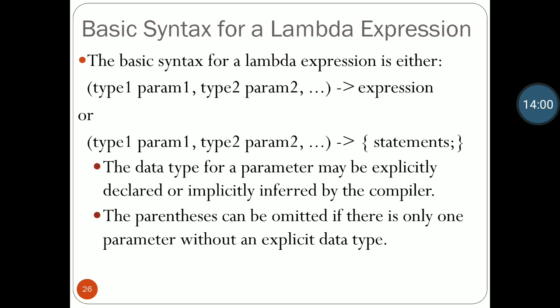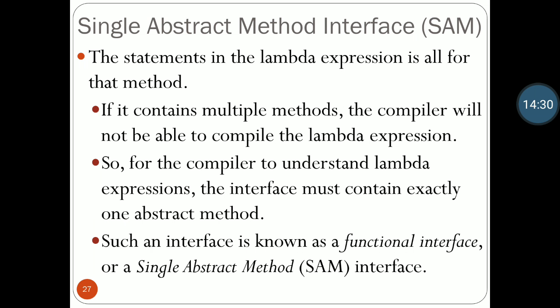You can see type 1 parameter 1, type 2 parameter 2, arrow, then expression. The second one is type 1 parameter 1, type 2 parameter 2, and then arrow and statements. The data types for a parameter may be explicitly declared or implicitly inferred by the compiler. The parentheses can be omitted if there is only one parameter without an explicit data type.